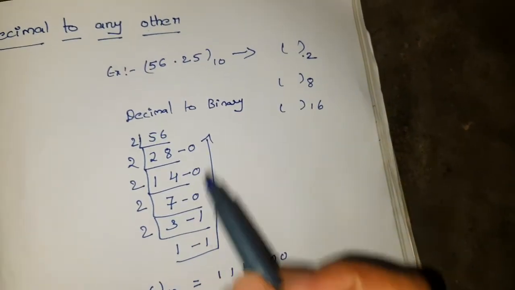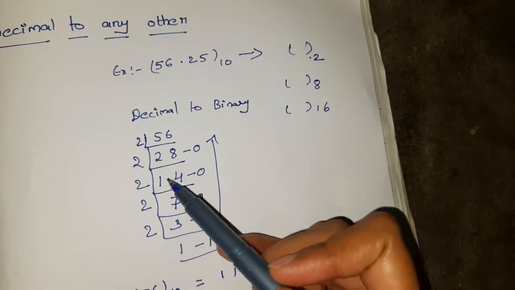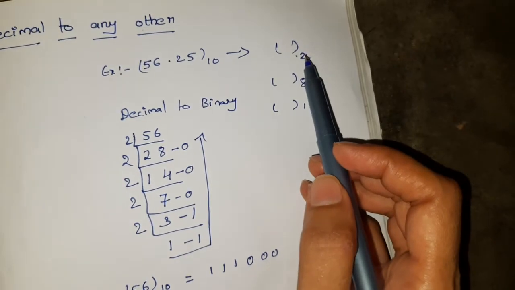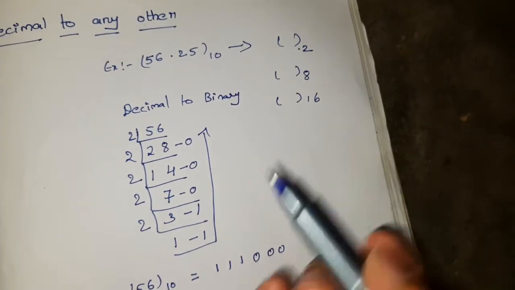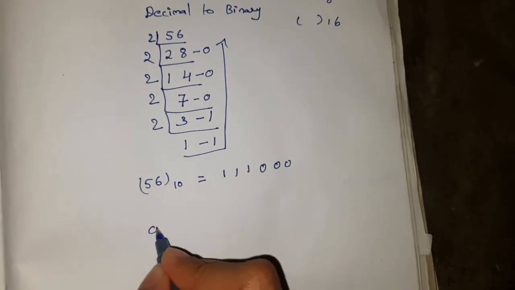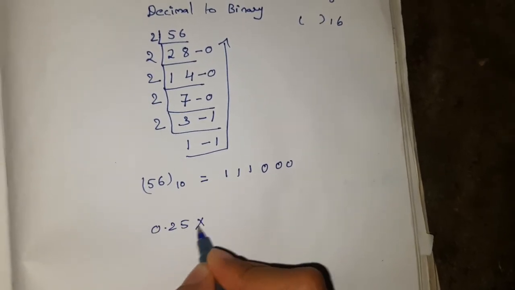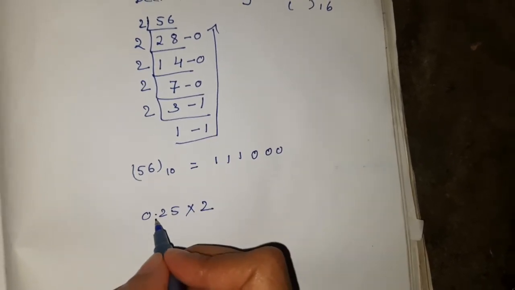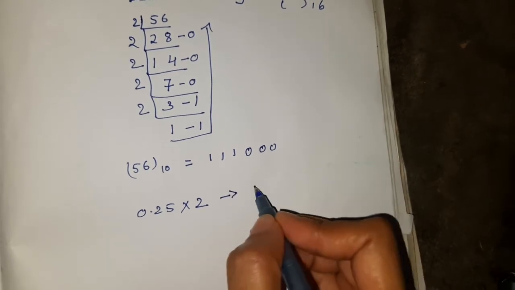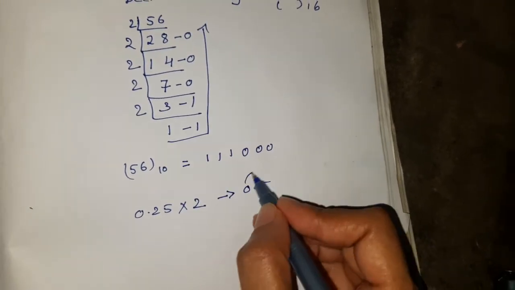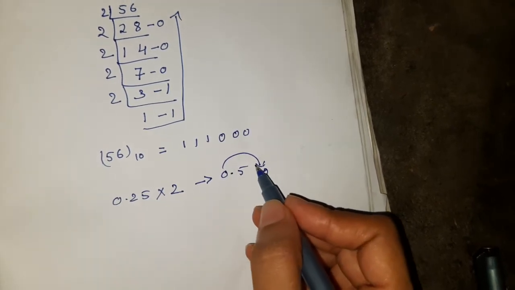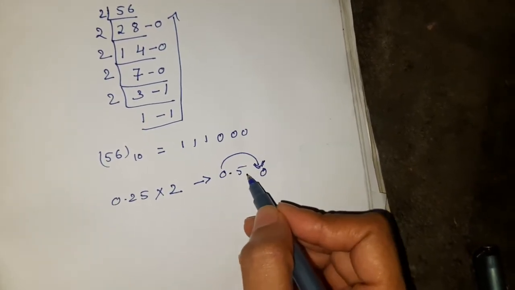Before the point, you have to do the successive division. After the point, you have to do multiplication with respect to 2. So we are converting this decimal fraction to binary, and for that you have to multiply by 2. So 0.25 into 2 gives 0.5. That 0 you take here, and we got 0.5.